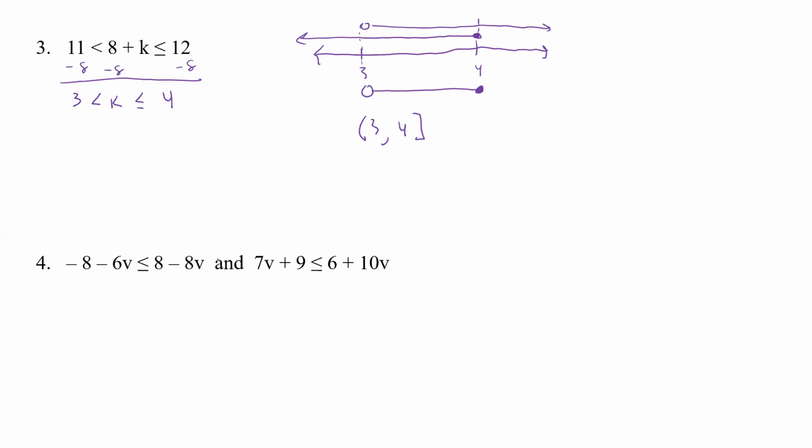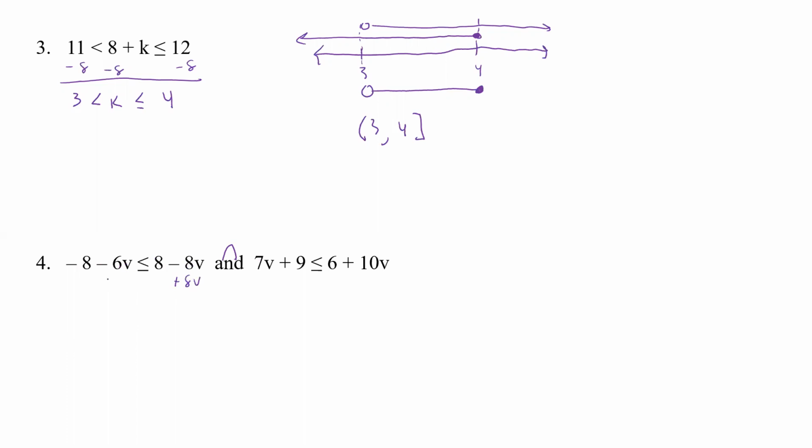All right, here we have and. So again, it's going to be where they intersect. So it's going to look like that one. So what we have to do is solve both of these inequalities. And how do we do that? Well, let's see here. I think if we take the v's to the left and the numbers to the right, that'll be the best way, because then we'll end up with positives.